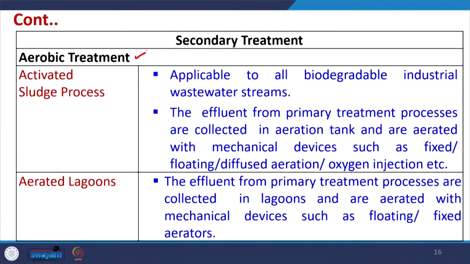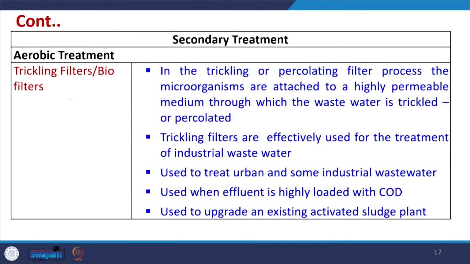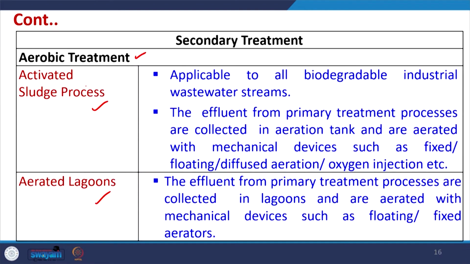Now, secondary treatment is generally biological treatment that we have not studied in much detail in this lecture. In fact, this was out of scope of this course. Just for the knowledge, there are two options, one is called aerobic treatment, another is called anaerobic treatment. Within aerobic treatment, activated sludge process, aerated lagoons, trickling filters etc. are common techniques. Any of these techniques can be used for biological or secondary treatment.